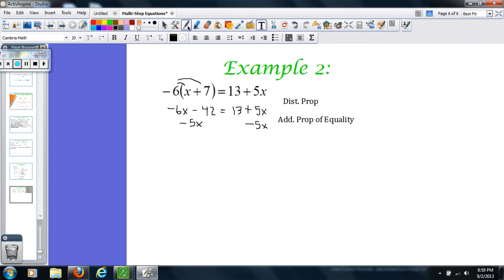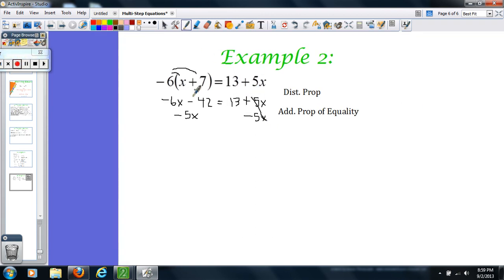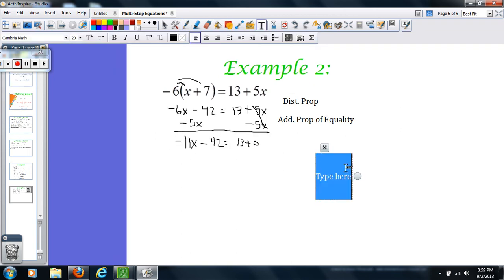Okay, and then from here, this is going to give you 0. And now we're going to add, just like we did before, the negative 6x and the negative 5x, which gives me negative 11x minus 42 equals 13 plus 0. And that will be our additive inverse property, which goes there.